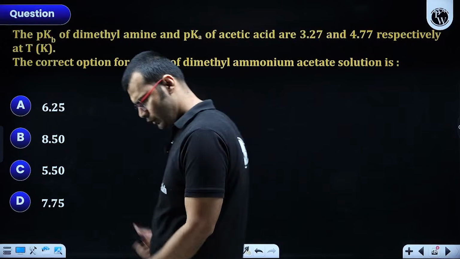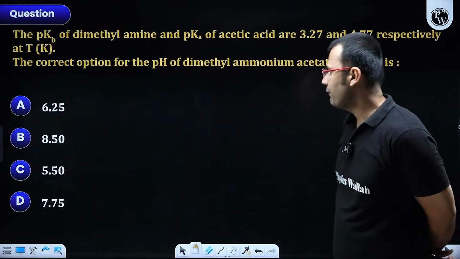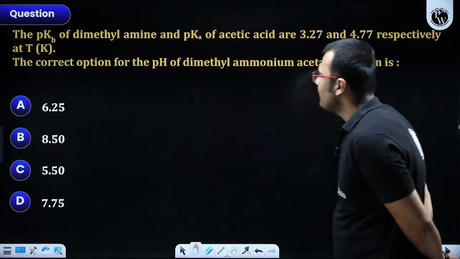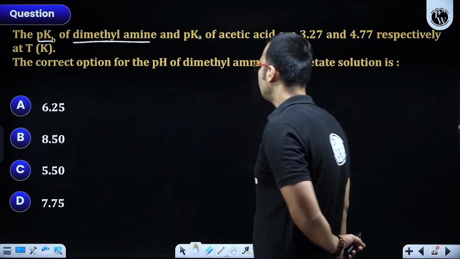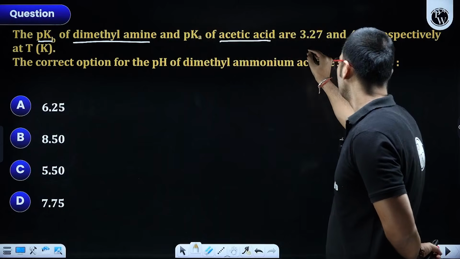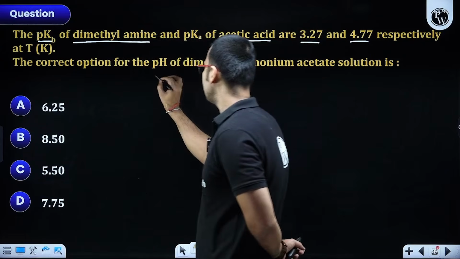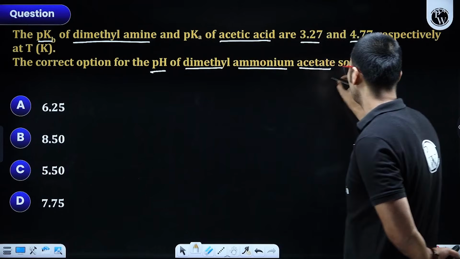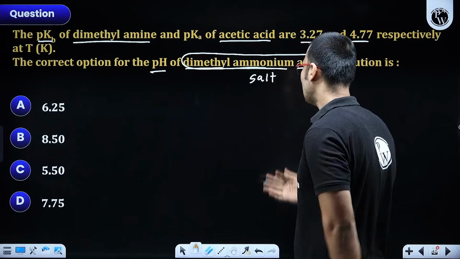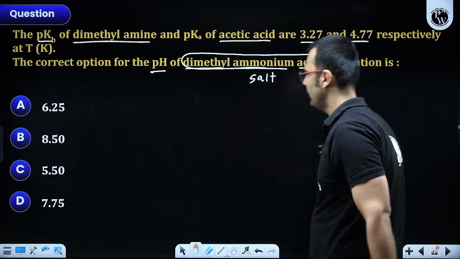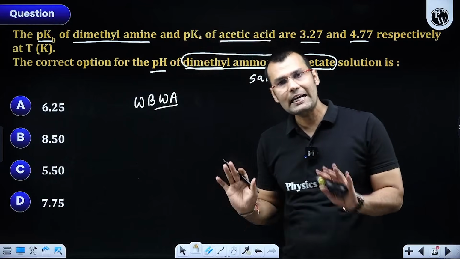Can you do it before me? Pause the video and try to do it on your own first, everyone. The pKb of dimethylamine, a weak base, and the pKa of acetic acid, a weak acid, are 3.27 and 4.77 respectively at T Kelvin. Find the correct option for the pH of dimethyl ammonium acetate. So dimethyl ammonium acetate is your salt here, and clearly it's a salt of a weak base and a weak acid. We have to calculate the pH. Directly apply the formula.